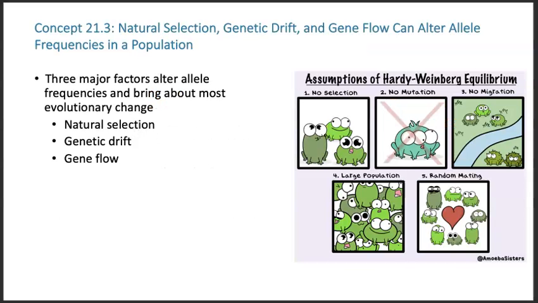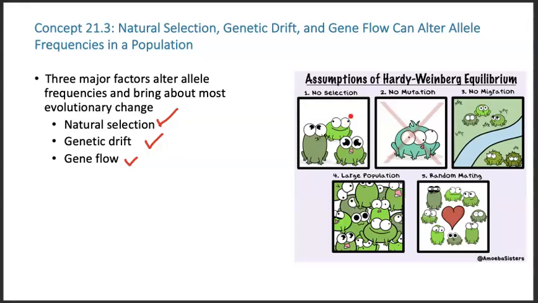Now, there are 3 major factors that alter allele frequencies, and there are some minor ones too, but we're going to really focus on the major ones. And remember, the Hardy-Weinberg assumptions were no natural selection, no mutation, no gene flow, have to have a large population, and have to have random mating. Of those 5, the 3 that are probably the most important ones that have the biggest effect are natural selection, and then genetic drift, and then gene flow.